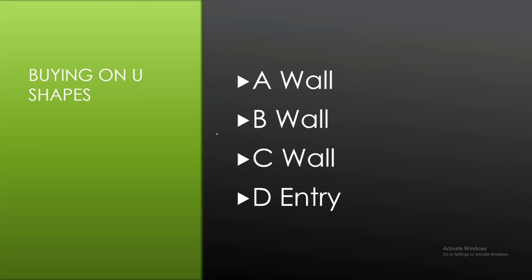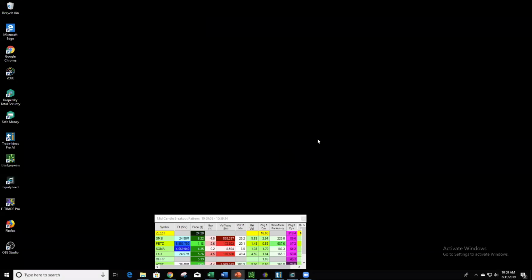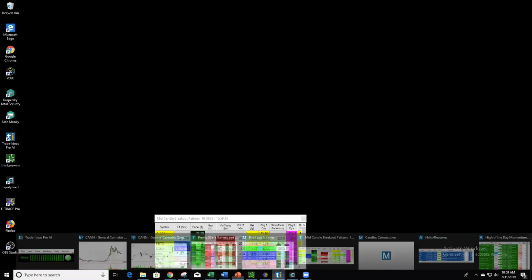Now, as I said before, guys, I do want to show you guys the different areas of where to buy a stock on a U-shape. So if we are looking for buying on a U-shape, where would be the different areas? So for buying on a U-shape, let's break this down. This is kind of like a whole other lesson within itself. Where are we buying? Let me bring all this stuff back on up right here.